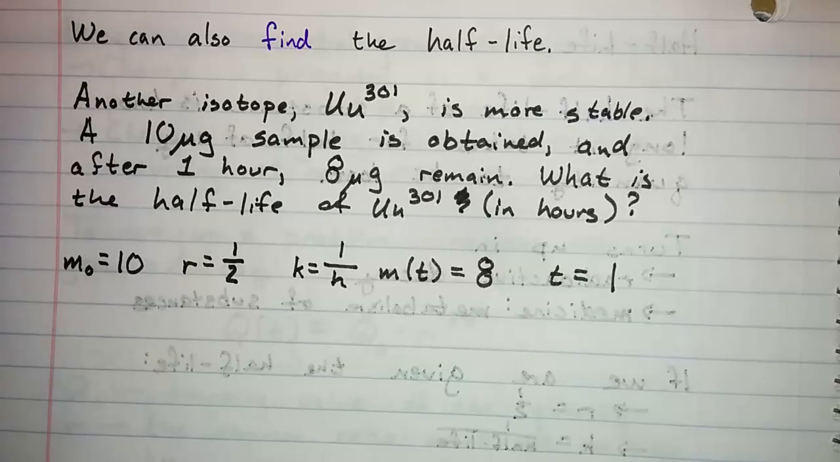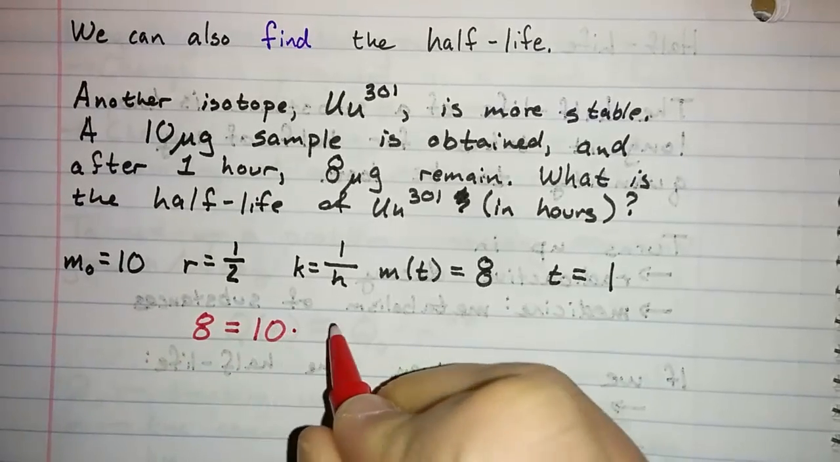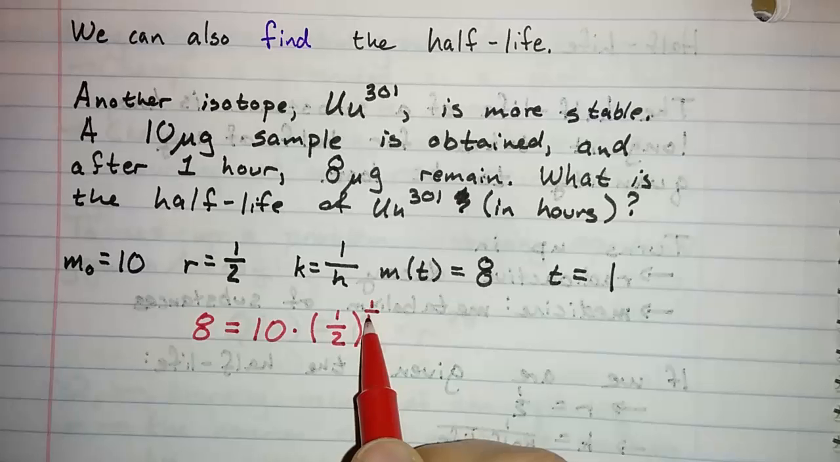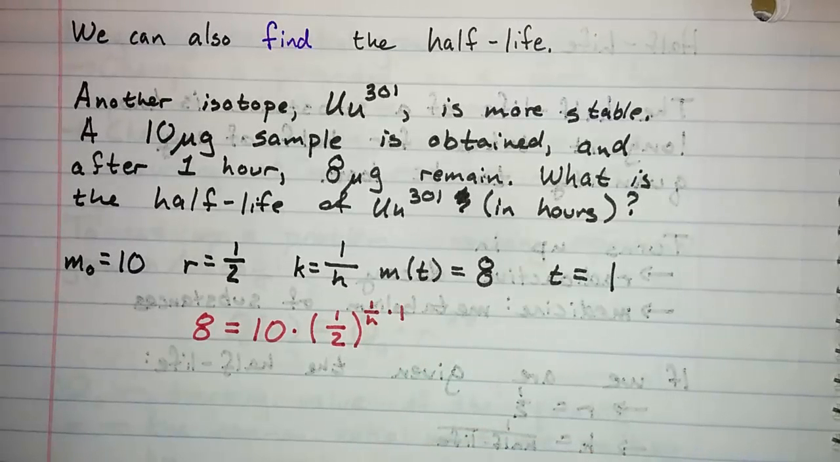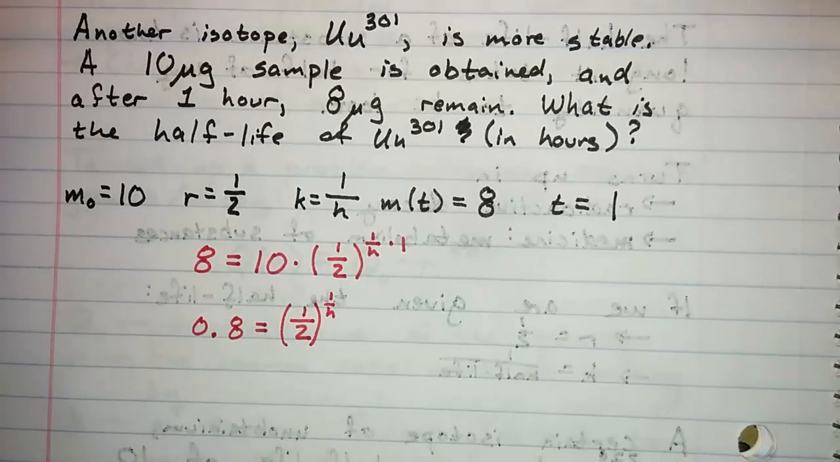Ooh, we've got a variable in a denominator. Hopefully this won't get too complicated. Let's see what happens. Our equation is going to be our m of t equals our starting mass times our common ratio to the power 1 over h times 1. Well, at least we're multiplying by 1. That's going to be easy. So we want to isolate our exponential, divide both sides by 10, and we'll get 0.8 equals a half to the 1 over h. Now we want to rewrite this in terms of the log.